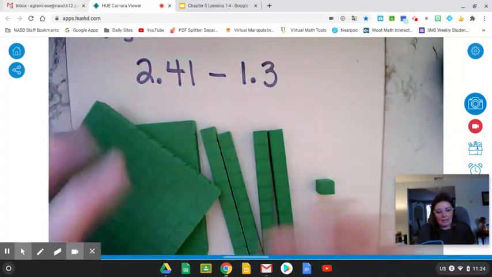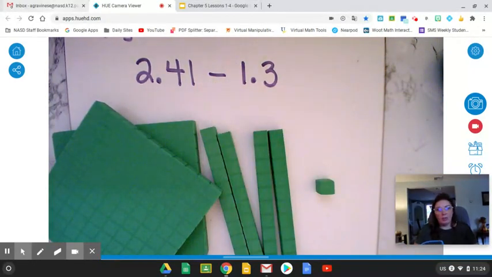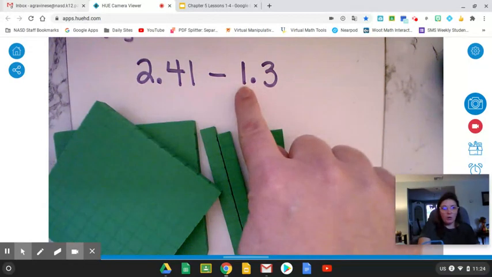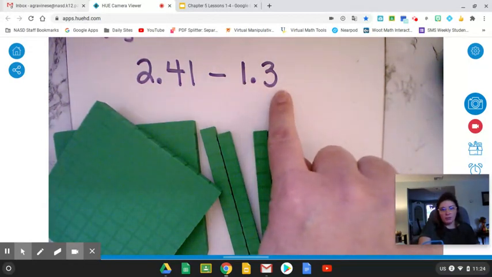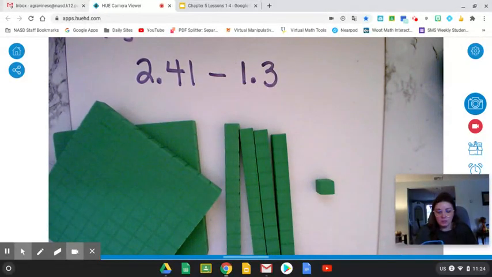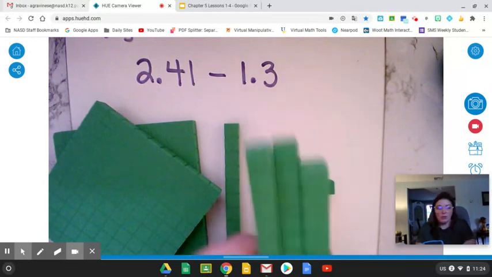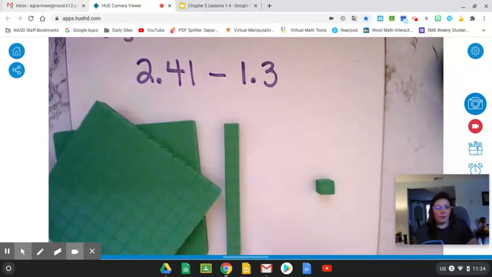Now I'm not adding anything to it. This time I'm taking away. And what am I taking away? 1 whole and 3 tenths. Starting with my smallest place value, do I have 3 tenths to take away? Yeah, I can take away these 3 tenths. 1, 2, 3. Pull them out, get rid of them.